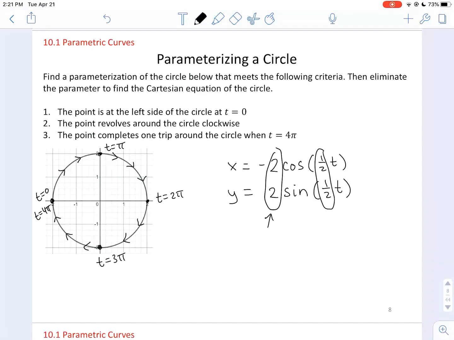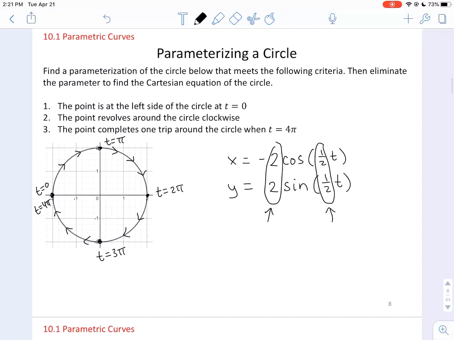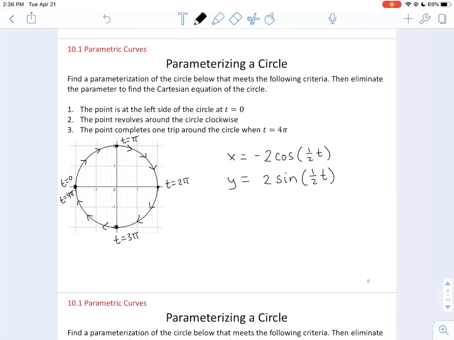The coefficients here give you the radius, and the coefficients here tell you how much of the circle will be drawn if you go from 0 to 2 pi. Okay, now we need to eliminate the parameter to figure out the Cartesian equation for this circle.